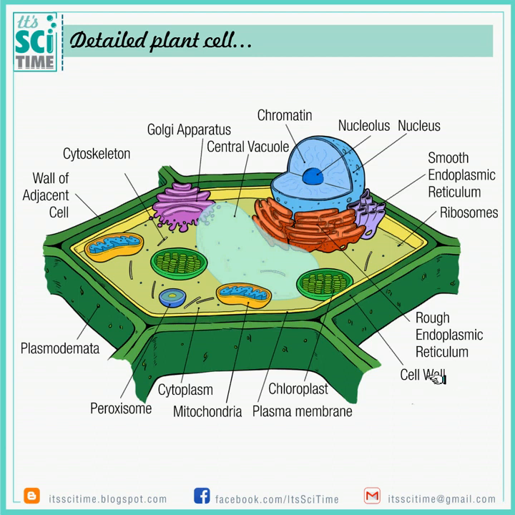Right. Finally, let's talk about the differences between animal cells and plant cells. In animal cells, we saw the centriole, which is not seen in plant cells. In plant cells, we saw the cell wall, central vacuole, and chloroplast. They are seen only in plant cells, not in animal cells.